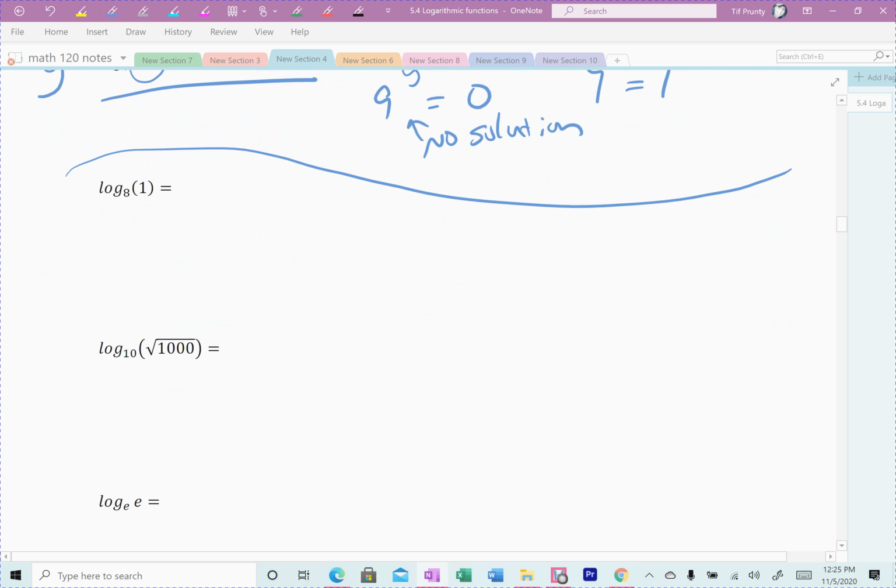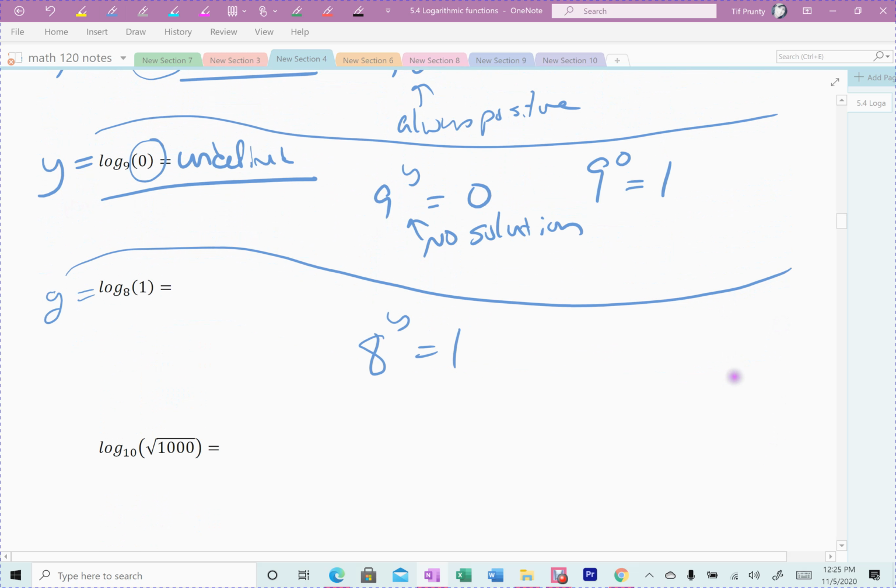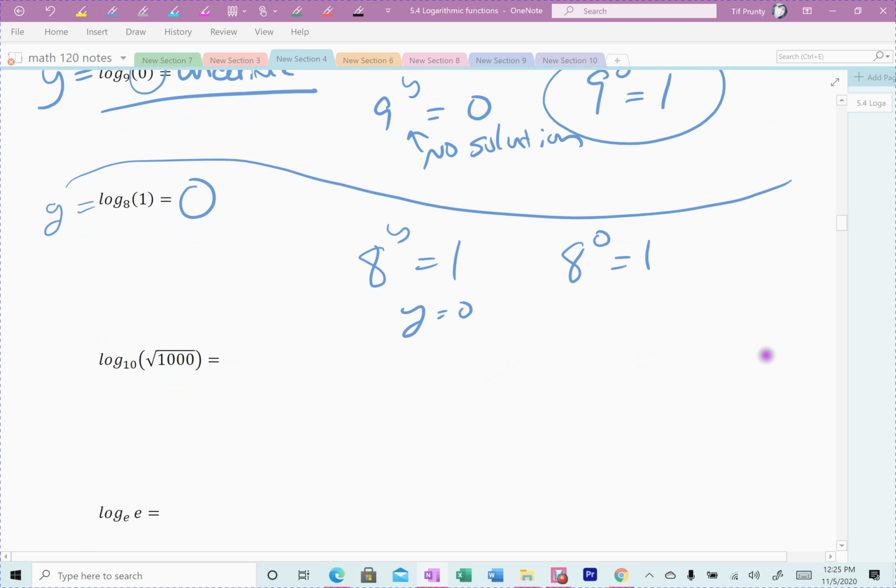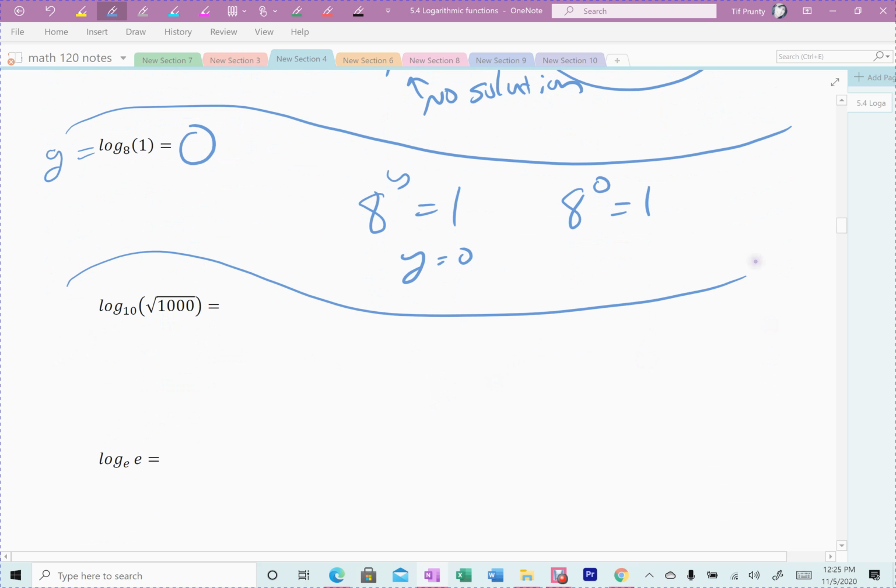Alright, next example. 8 to the y equals 1, since 8 is my base. Well, actually, what I gave you here will give you that answer, right? What power do I need to get 1 out? Well, the power has to be 0, right? 8 to the 0 gives me 1, so this has to be 0. Alright, next one.